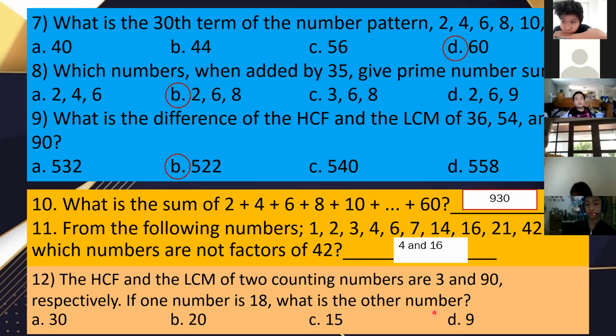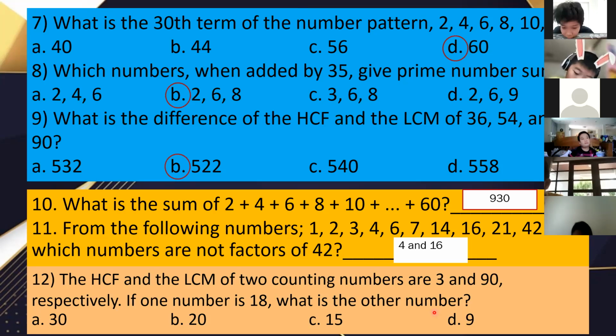What is the answer? D, 9. Are you sure? Try it again. The HCF and LCM are 3 and 90 respectively. If one number is 18, what is the other number?